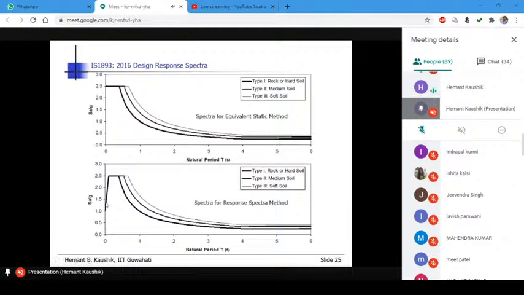But then the codal committee recognized that people are doing this. So they say that okay, if you are using the response spectrum method, then it is okay. But if you are using the equivalent static method, which uses the natural period formula given by the codes, in that case you cannot reduce that response. So the maximum response here is 2.5. You cannot further reduce it, whatever is your time period, right? So that is why. Now we will discuss further when we discuss the response spectrum method, the advantages of doing that.